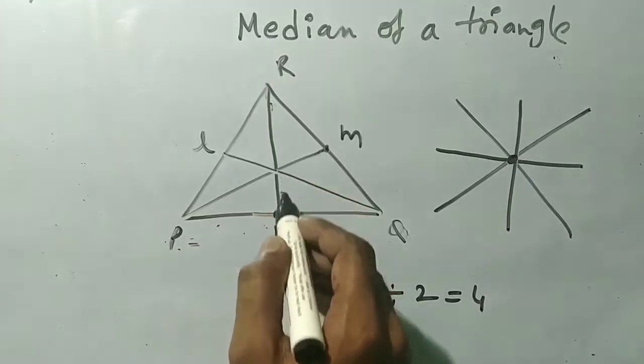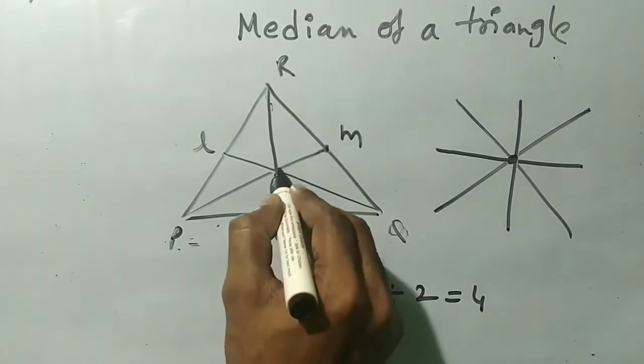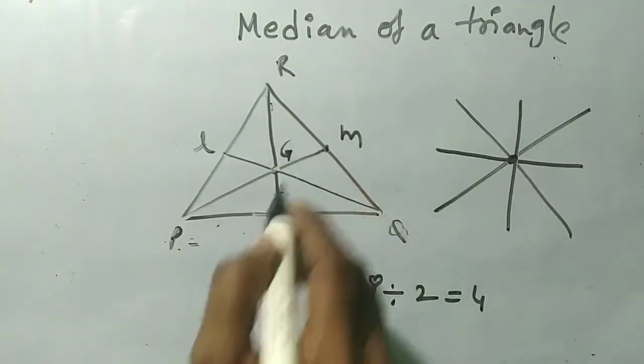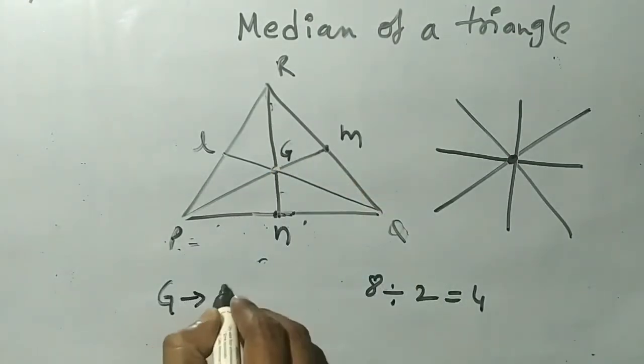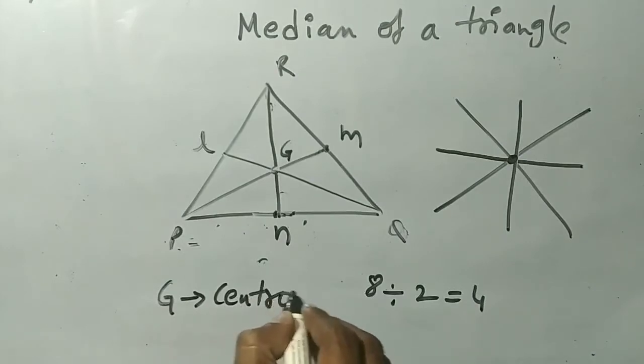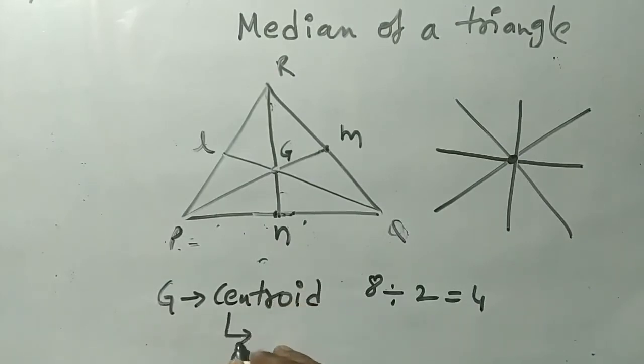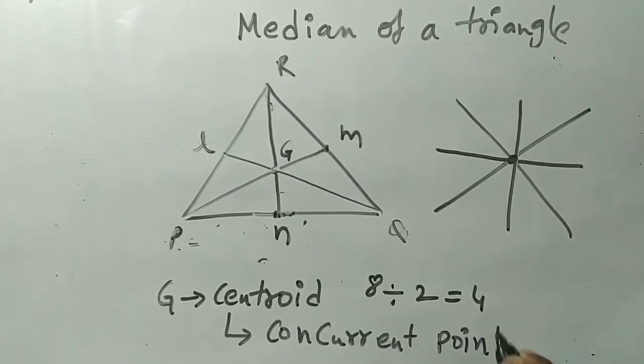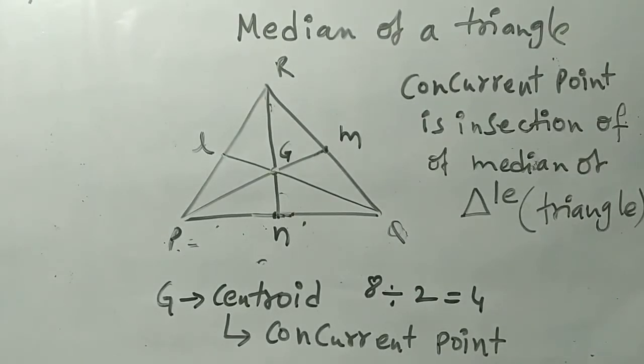That is nothing but a centroid. This point is G, that is, G is nothing but a centroid. So what is a concurrent point? The concurrent point is nothing but a centroid. Actually we call it a centroid, but the concurrent lines form a concurrent point. That's why we call it a centroid.